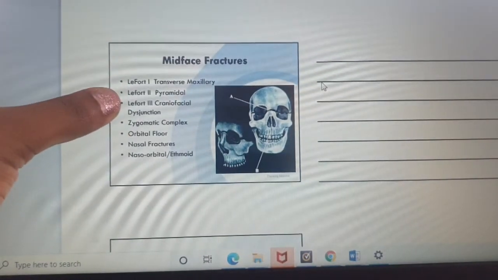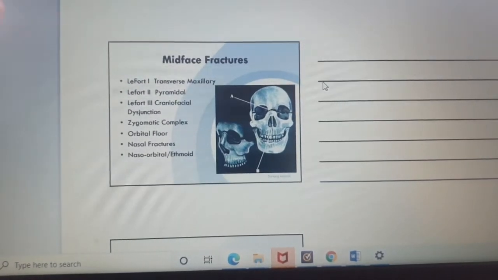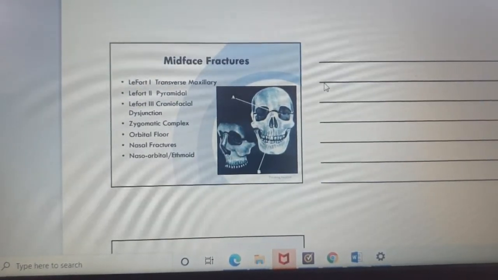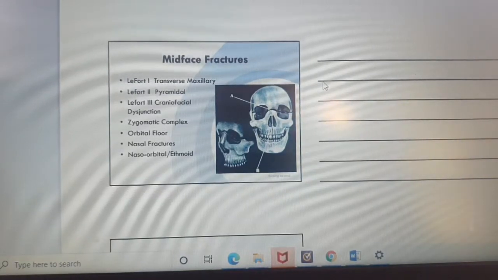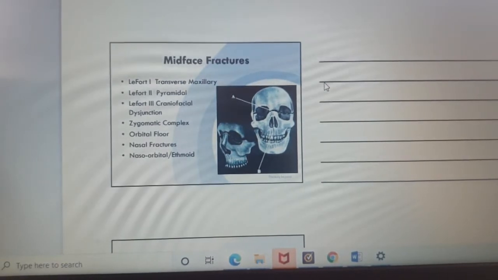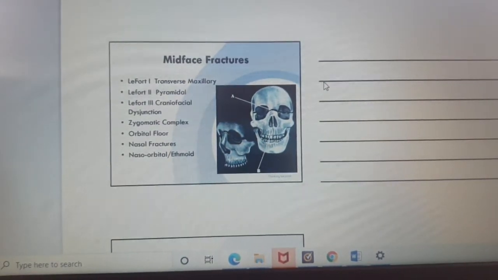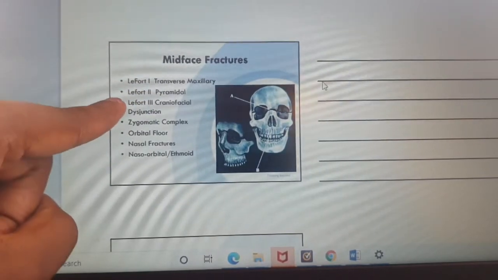Then from there we have our Le Fort 2 pyramidal mid-face fractures. Basically this fracture involves the transection of the nasal bones, the medial anterior orbital walls, the orbital floors affected, the inferior orbital rims, and transversely fracture the posterior maxilla as well as the pterygoid plate. So it involves quite a number of anatomical structures.